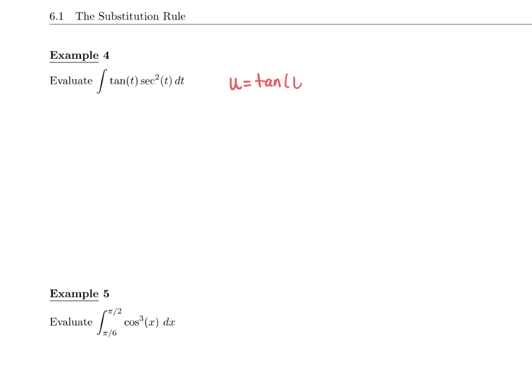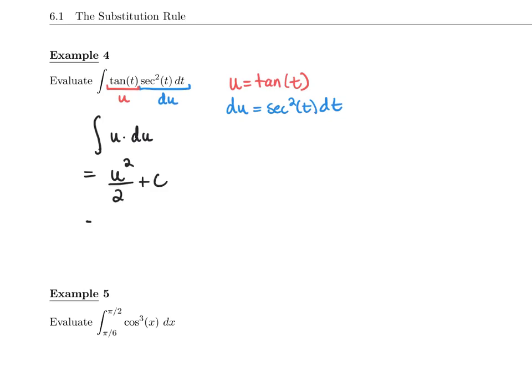If I let my u be tangent of t, then I can see that my du is secant squared t dt, and I can quite easily see secant squared dt is going to be replaced by du, and tangent of t is going to be replaced by u. So I've changed this to a much simpler integral. It's the integral of u du, which is of course u squared over 2 plus c, and then I replace the u back with tangent.